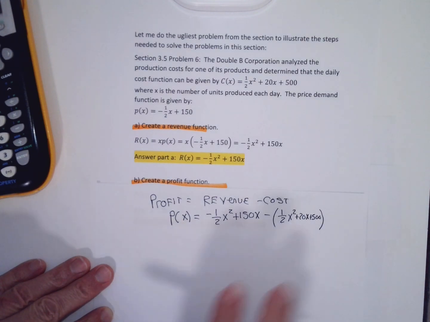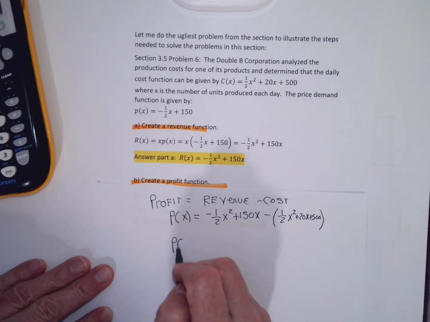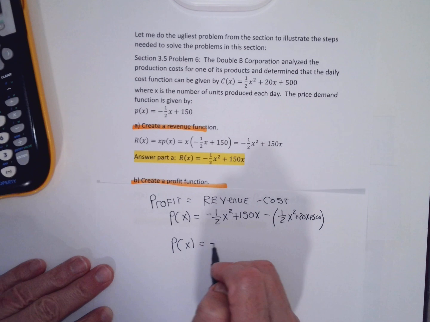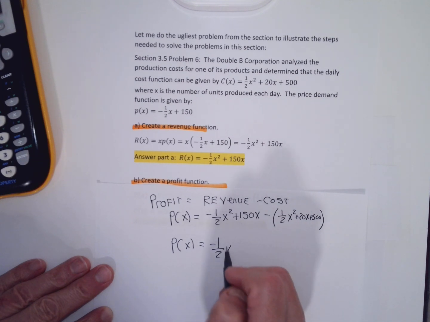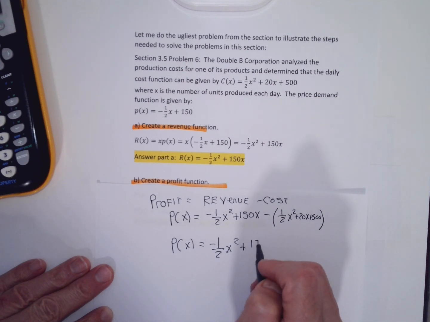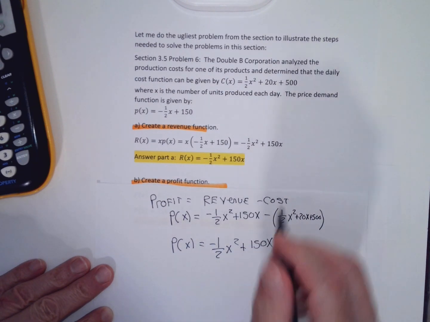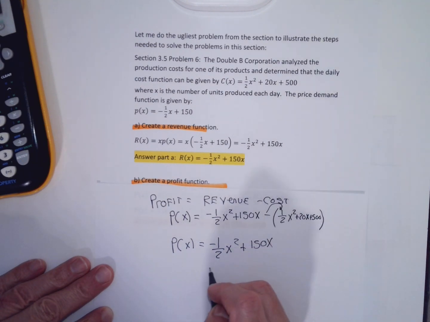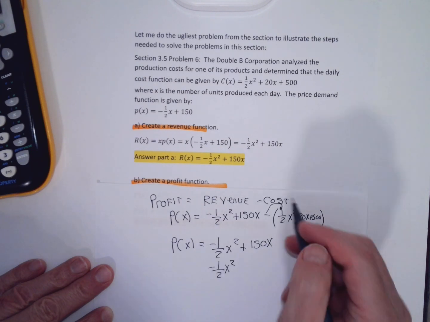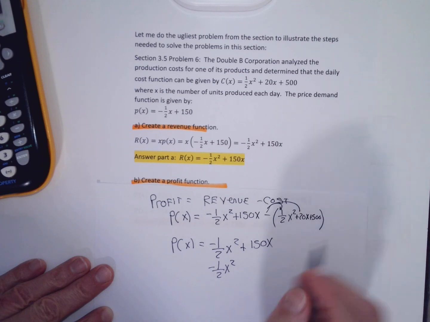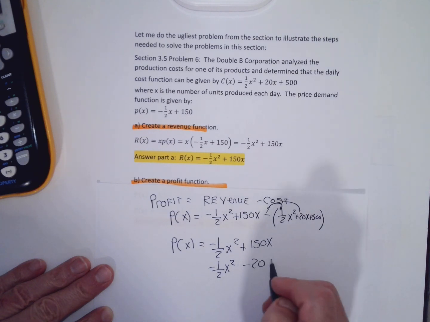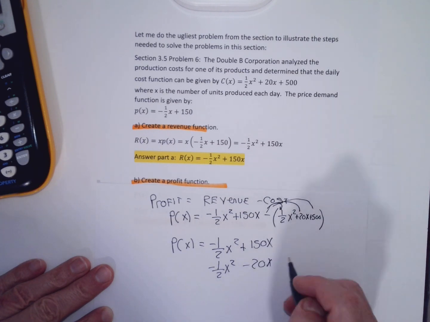Now I'm just going to get rid of the parentheses and combine like terms to create my profit function. So my profit function is negative 1/2 X squared plus 150X. And now I'm going to start clearing the parentheses and stacking. So when I clear the parentheses here, I'm going to get a negative 1/2 X squared. Instead of writing it horizontally, I'm going to write it vertically. When I clear the parentheses, the 20X becomes a negative 20X. And the positive 500 turns to negative 500.